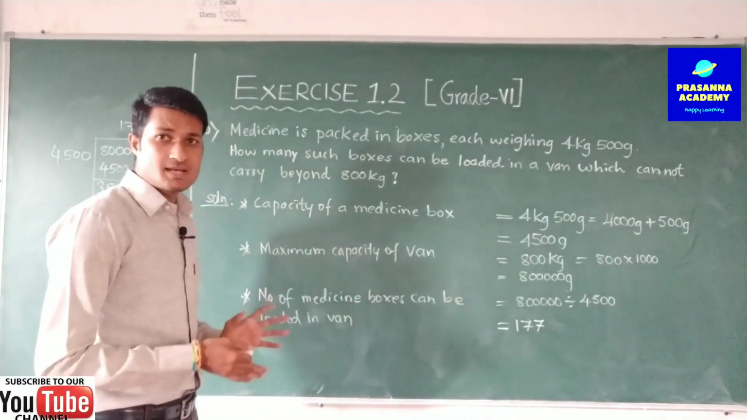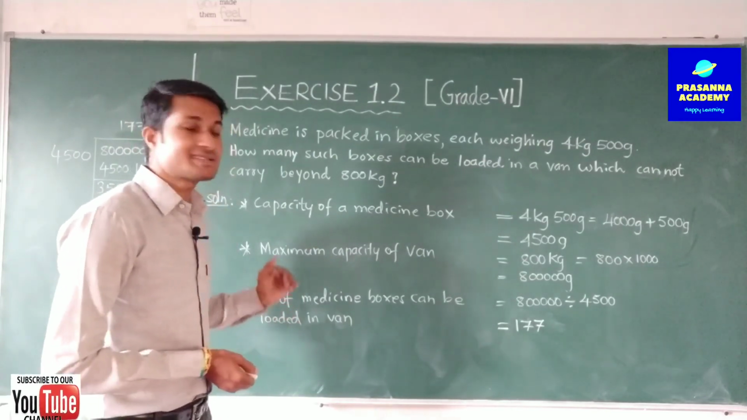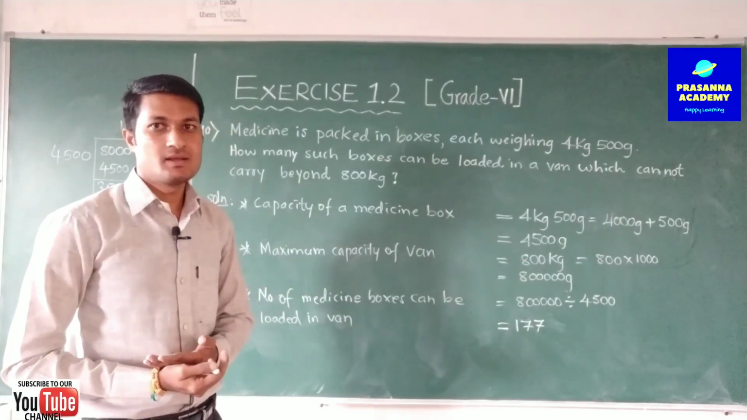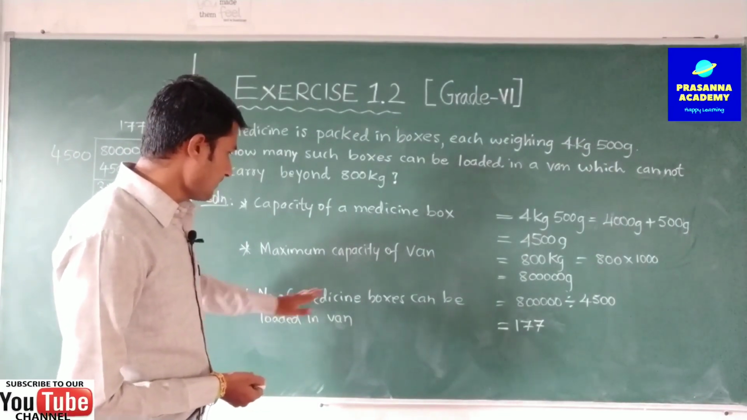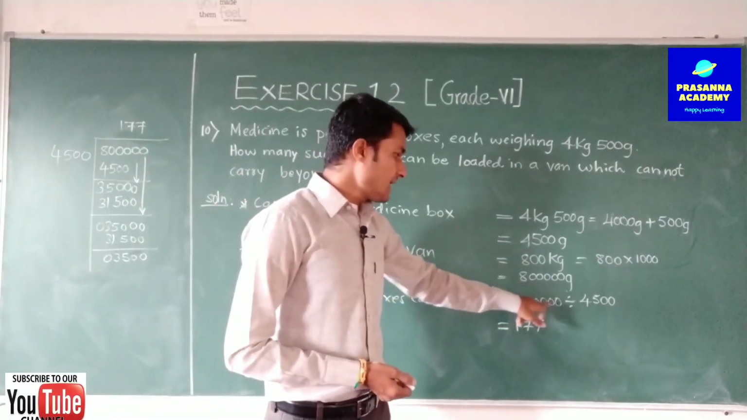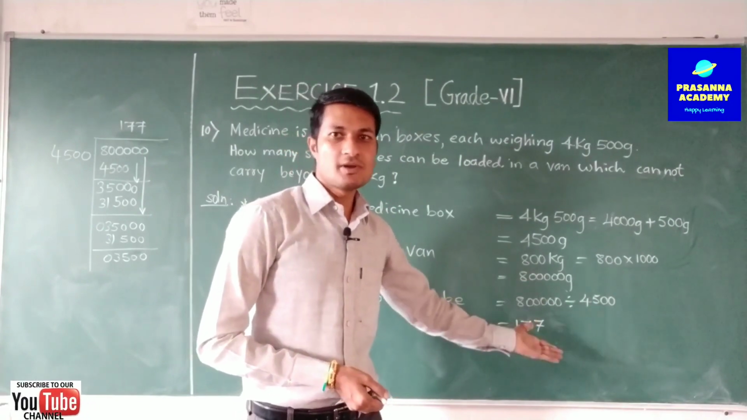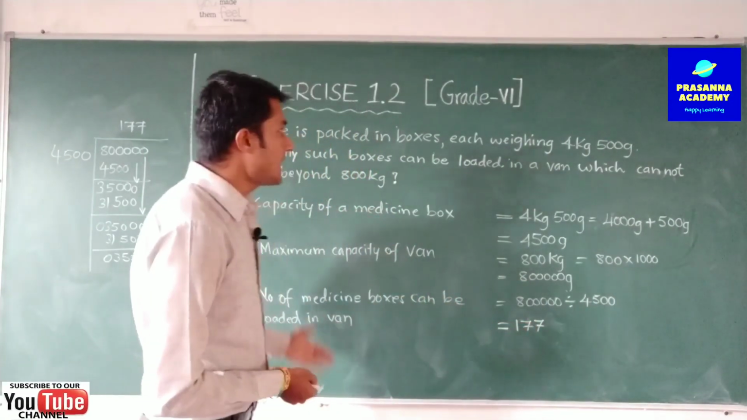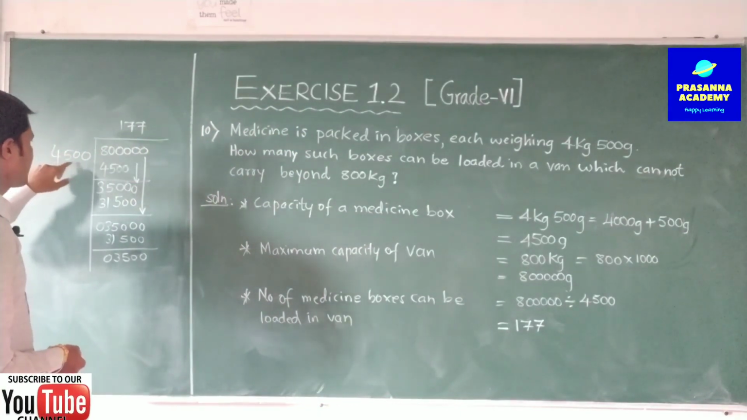But our final aim is to find how many boxes can be loaded in that van, and we need to write it this way. That is, the number of medicine boxes that can be loaded in the van is 8 lakh grams divided by 4500 grams. So how to divide this? It is so simple. I have divided it separately here, 8 lakh grams divided by 4500 grams.